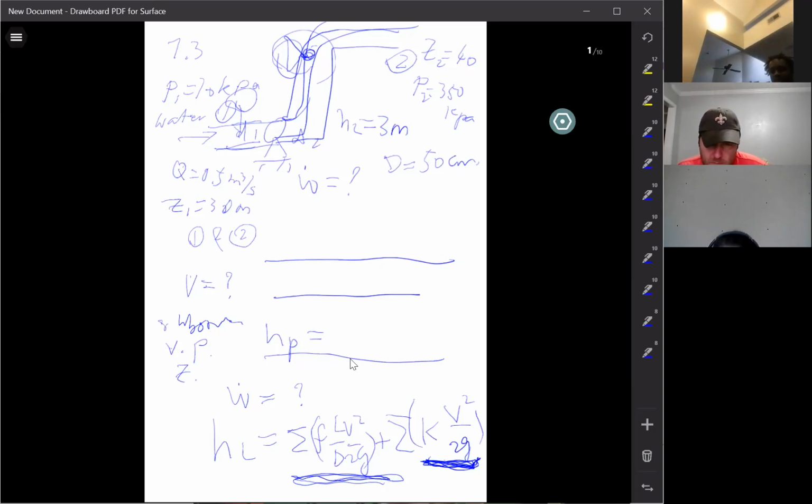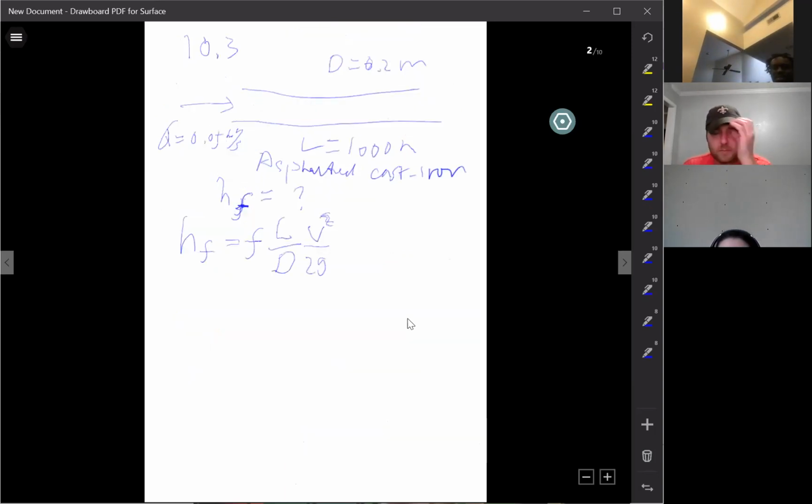Let's move on to this problem. Now let's continue. I want you to practice here. You probably need 24 minutes in the final exam for a problem more difficult than this. For this problem, can you find the F for me? Do you know everything else? Do we know the length? 1,000 meters here. Diameter is given. What is the velocity? I want you to calculate the velocity first. Can you try it?